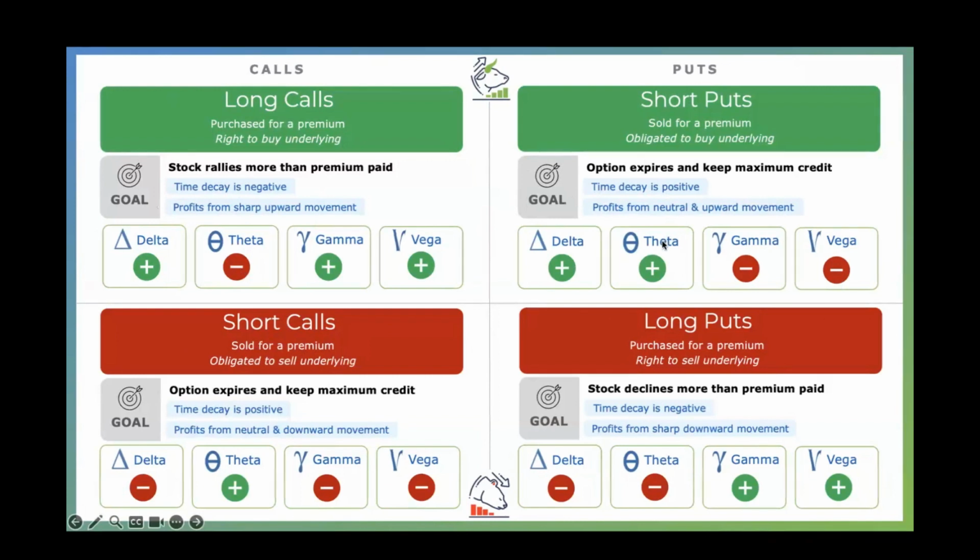Short options are normally around 45 days because we want to capture that theta decay, but we don't want to hold it too long where we have this gamma risk all of a sudden increase, because that goes up as we get closer to expiration. So that helps with the expiration date here. And then strike price selection comes in with gamma and Vega, and then Vega will give us our net volatility exposure.